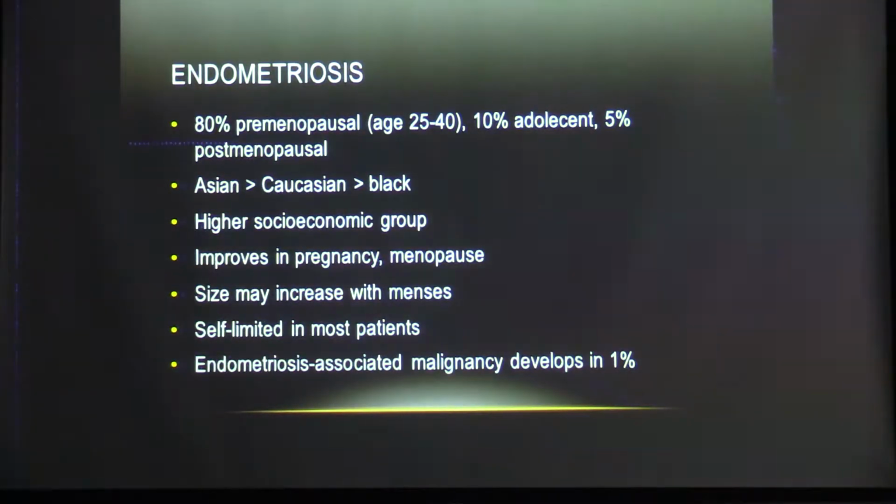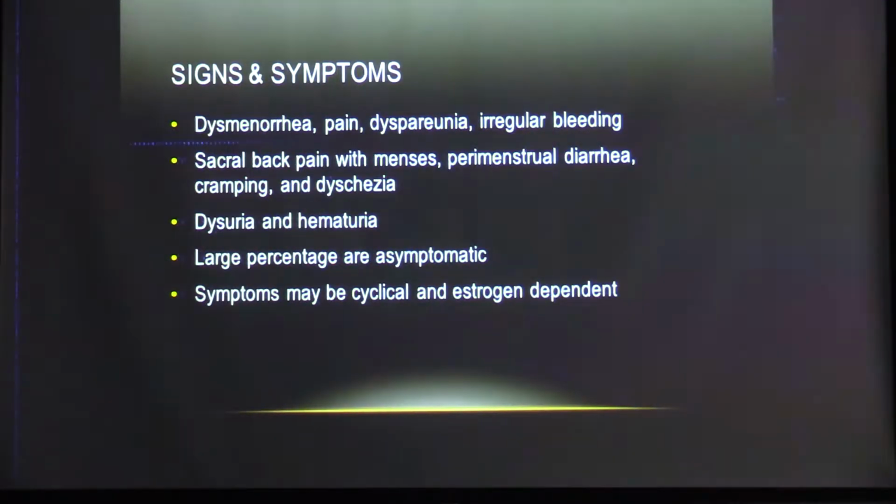We'll briefly go through endometriosis. I won't be long about it. 80% of the patients are premenopausal, ages 24 to 40. 10% are adolescent and 20% are postmenopausal. It is more prevalent among the Asian population and in higher socioeconomic groups. It improves during pregnancy and menopause. Its size may increase with menses. It is self-limiting in most patients. And we have endometriosis malignancy in about 1% of the cases.